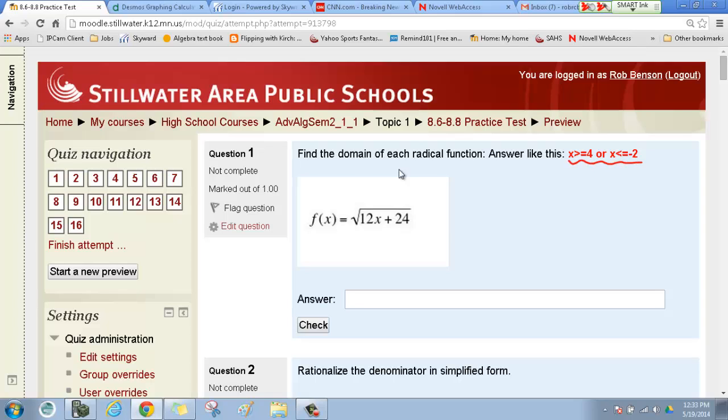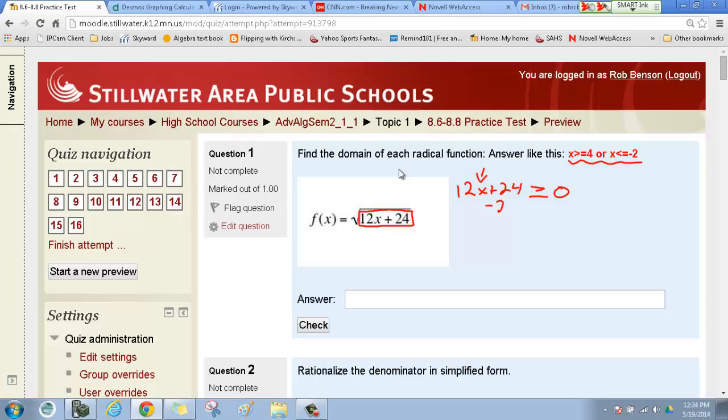The key thing algebraically to solve this type of problem is to take this radicand, the thing I'm circling in red, 12x plus 24, and set that greater than or equal to 0. That's step one. There's no x squared there, so our goal is just to get x by itself, and once we do that, we'll have our answer.